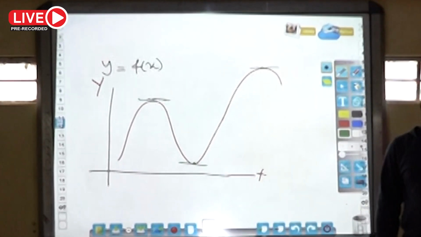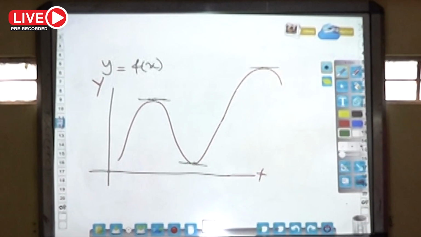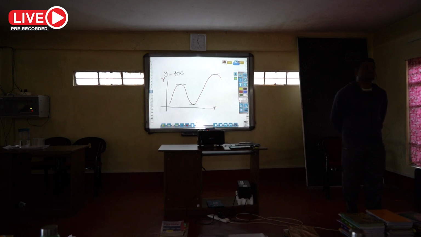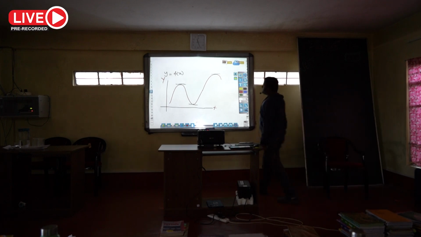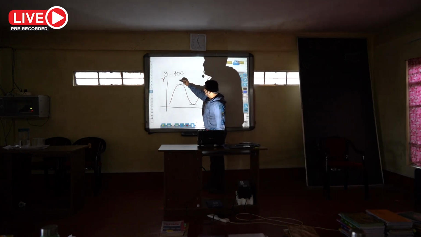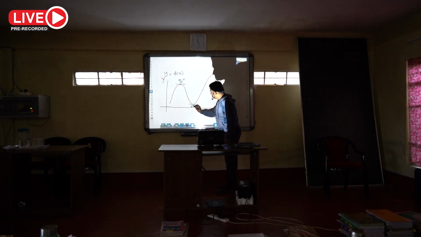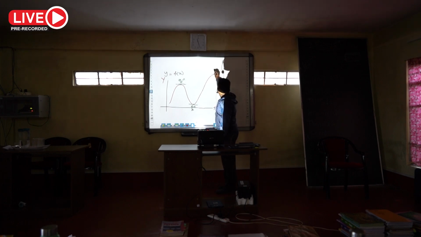So what is the slope of this tangent line? 0. Slope of a tangent line, of a straight line, means dy dx. So dy dx 0 means the line is horizontal. So at this point I can consider dy dx equal to 0. At this point also dy dx 0. At this point also dy dx 0.